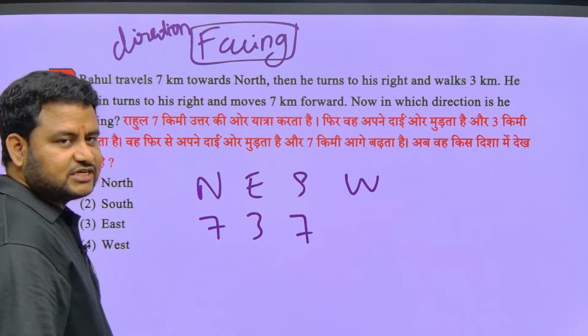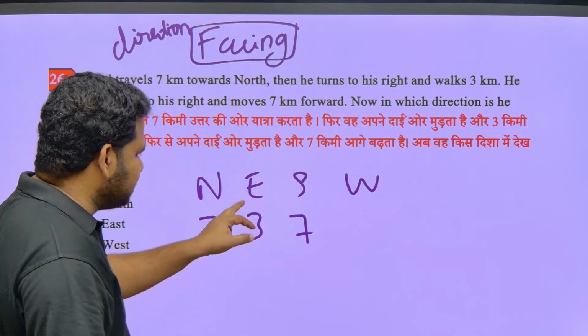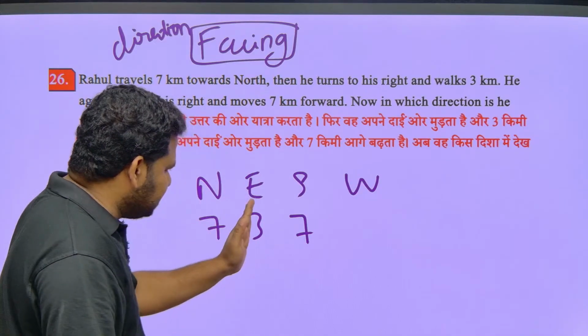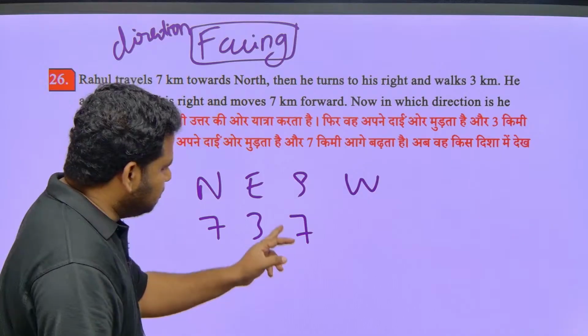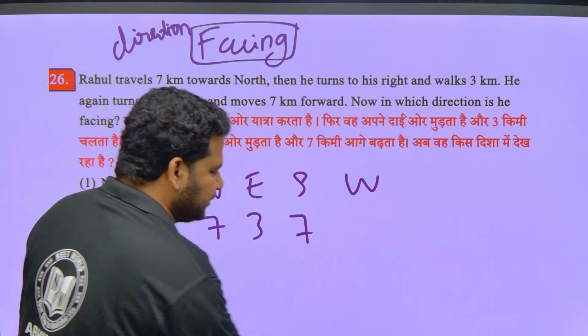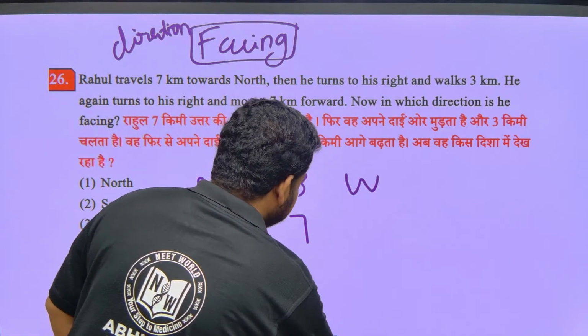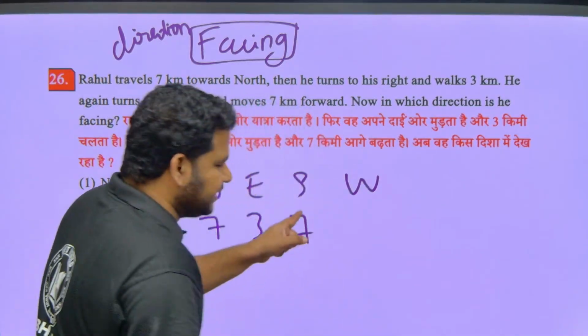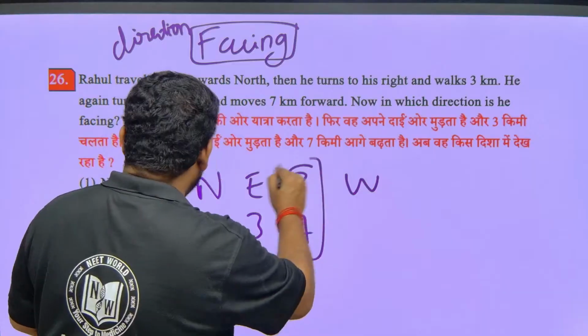Now if they ask which direction is he facing, no need to do north south difference, east west difference. No. Okay, I started with 7 here, then 3, and I wrote 7 here under south. What was the last number that I wrote? If you can see, if I do undo here, what was the last direction that I wrote? It was under south direction that I wrote. So it is the south direction that he is facing.